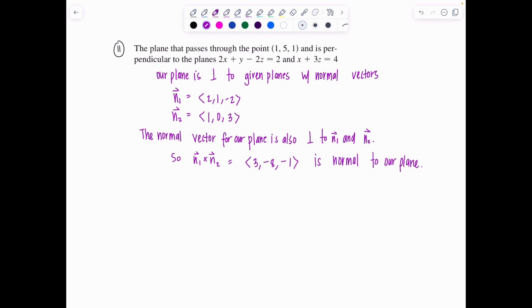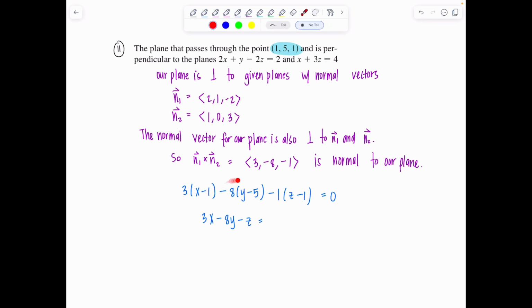Beautiful. Then they also already gave me a point that's in our plane. So we're ready to put it all together. 3 times (x - 1) minus 8 times (y - 5) minus 1 times (z - 1) is 0. And then just simplify now. So 3x - 8y - z equals -3 + 40 + 1, which is 38, and then I'm moving it over to the other side, so now it's -38. That felt dramatically easier than the last one, I know.